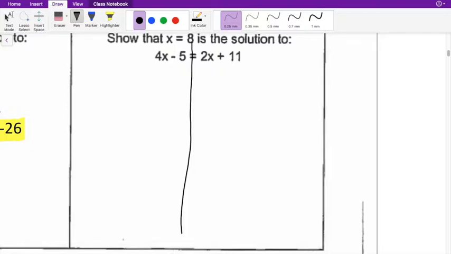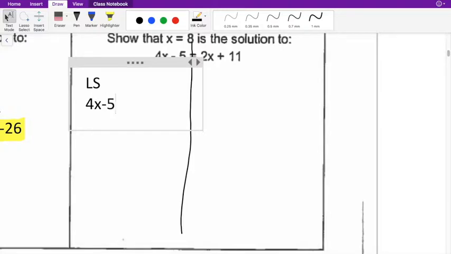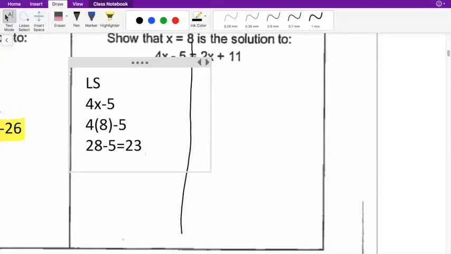So, here we go. Let's make that smaller so it doesn't interfere with me. So we have the left side is 4x minus 5. And x, they say, is 8. So let's test her out. So 4 times 8 minus 5. 4 times 8 is going to be 32 minus 5. And that's going to equal 27.